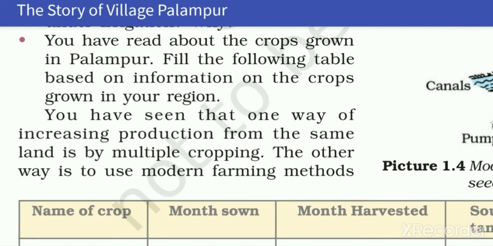Now the question is, is there any other way to increase production from the same land apart from multiple cropping? Then the answer is yes. Why not? So what is that? That is modern farming methods.